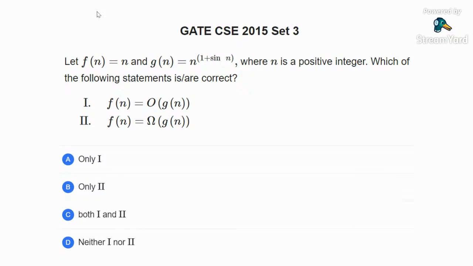Actually, in this example, we cannot say surely which function is having larger growth, because it completely depends on the nature of this sine, whether it is going in the negative direction or in the positive direction. So only one is not correct, only two is not correct, one and two is also not correct, neither one nor two. This is correct, because we cannot say surely whether this is n raised to power 0 or n raised to power 2 will be there. Okay, so option D would be the correct option.